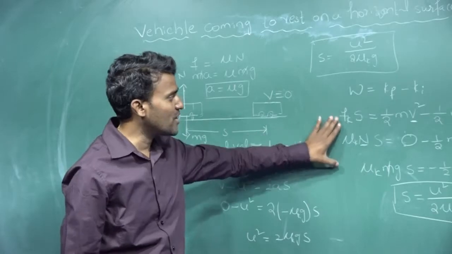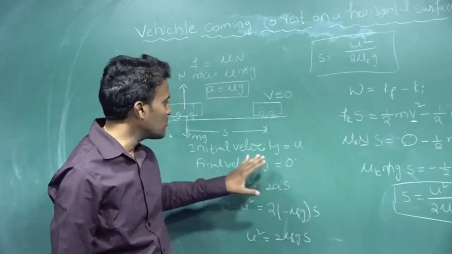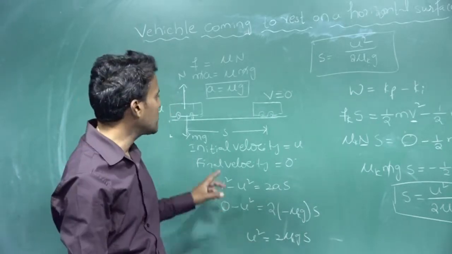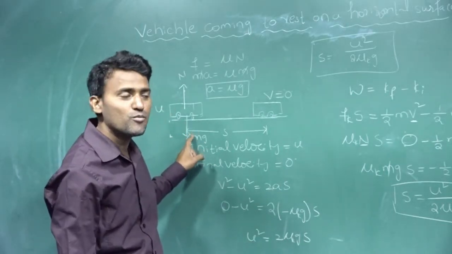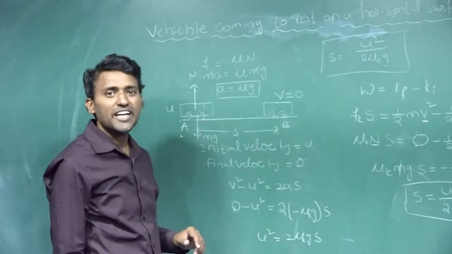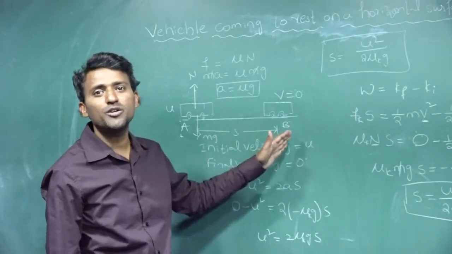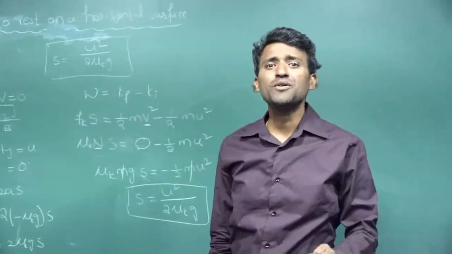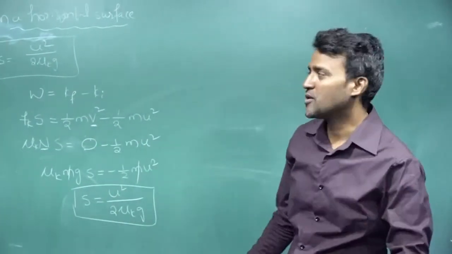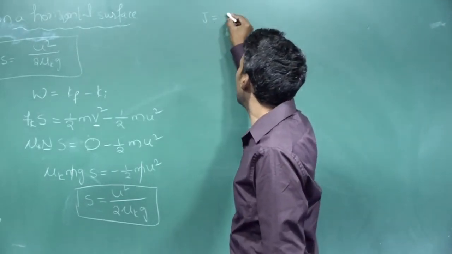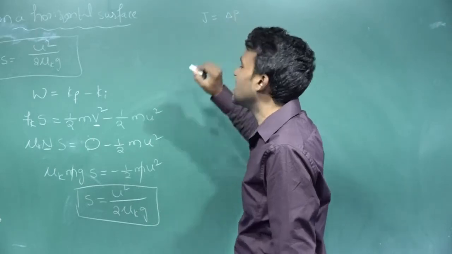By using the work energy theorem I gave it, and by using the equation of motion I gave it. And what is the time taken by the body from this point to reach point B position? Now in this situation I am using impulse is equal to change in momentum. What is impulse? Impulse is J, and change in momentum is delta p.